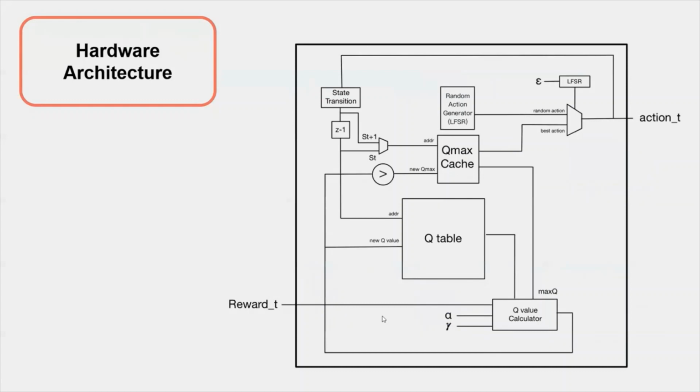Let's take a closer look at the hardware architecture. There is one unit which makes QPlay unique, the Q mask cache. The unit can prevent unnecessary comparison by storing the largest Q value and corresponding action. Also, we don't need to read all Q values of a state from the Q table, since we don't need to compare them. Hence, it can reduce SRAM access and speed up the whole process.